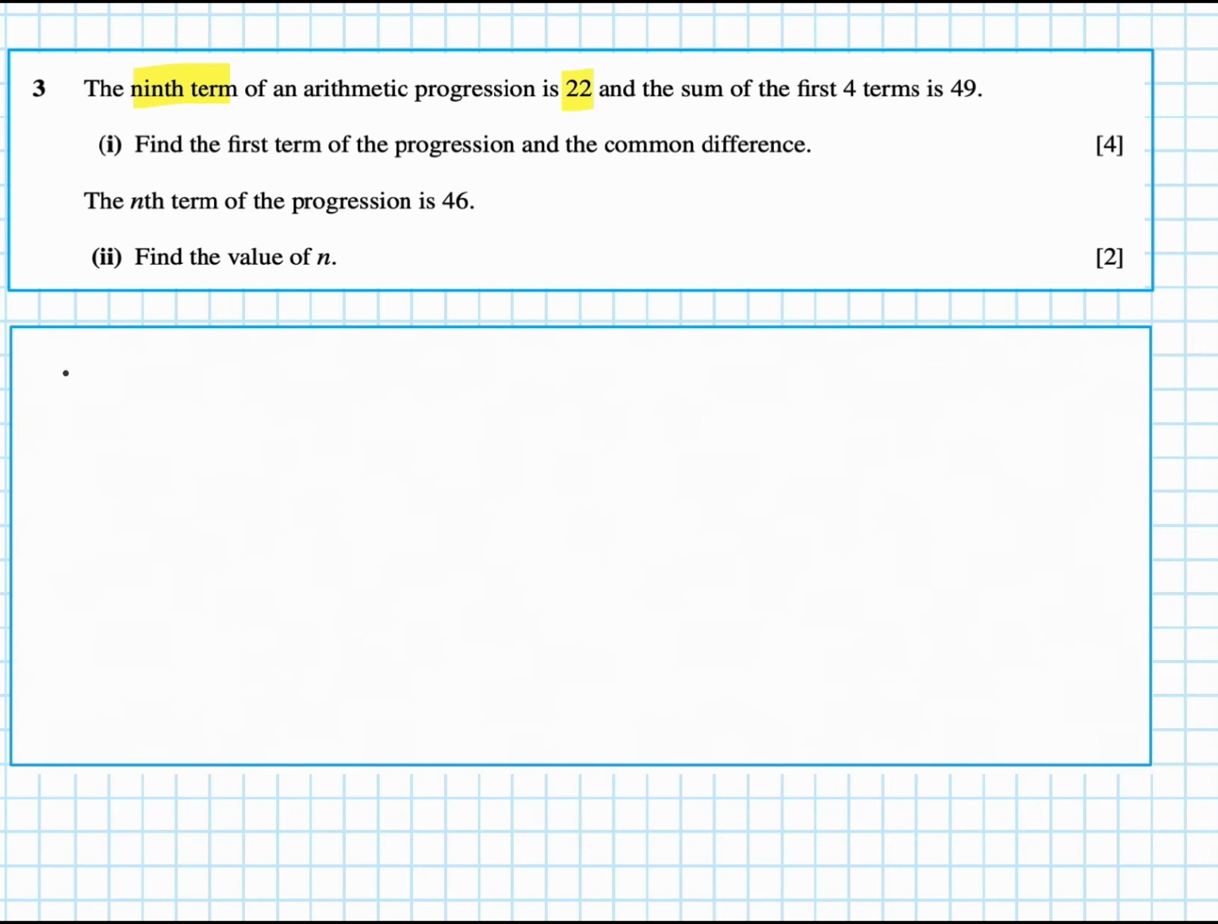The ninth term of an arithmetic progression is 22, so a plus (9 minus 1), which is 8, d is equal to 22. The sum of the first four terms is 49, that's next.